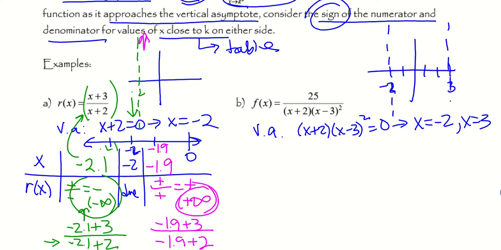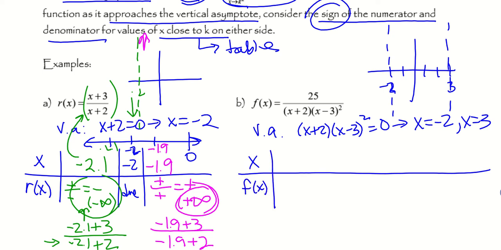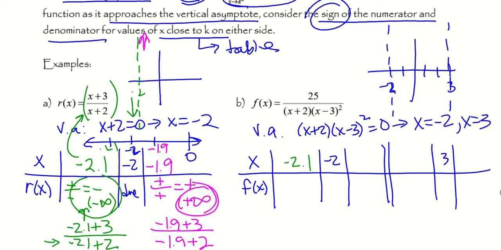at 3. So when we come in and do our table, we're going to have to make it a little bit longer. This is for f of x, where we're going to take one vertical asymptote, negative 2, and pick a number left and right of that, and then we're going to take our other vertical asymptote, which is 3, and pick a number left and right of that. So I'm going to take negative 2.1, which is farther left than negative 2.